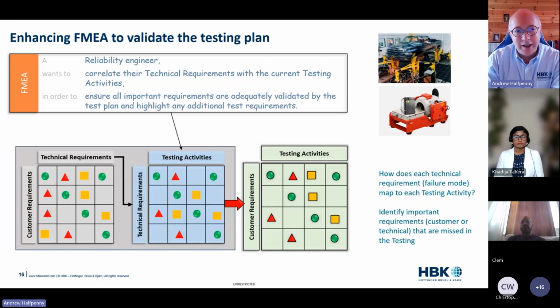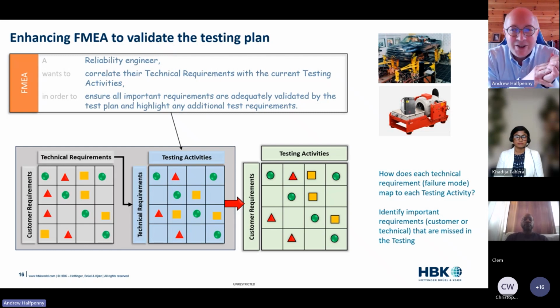And the other thing that's really important to me is making sure that every requirement has a test. So before we release this product, we know for definite that we've tested it and that we're confident in that release. So here, a reliability engineer wants to correlate their technical requirements with their current testing activities in order to ensure all important requirements are adequately validated through the test plan and any additional tests are highlighted.